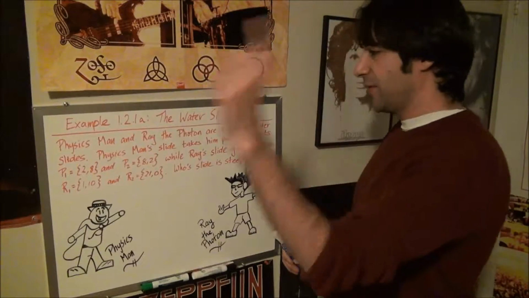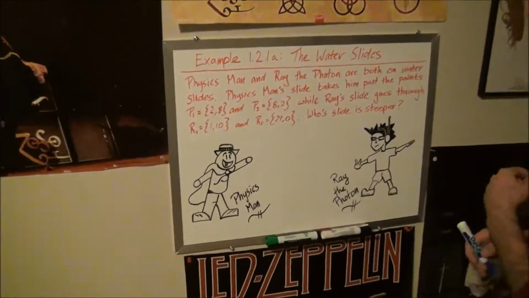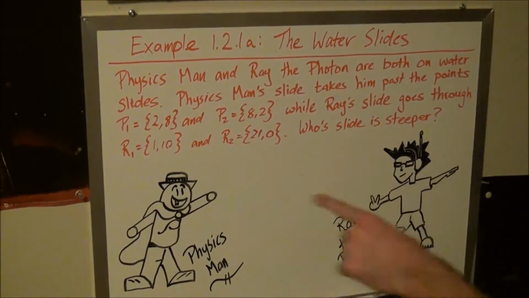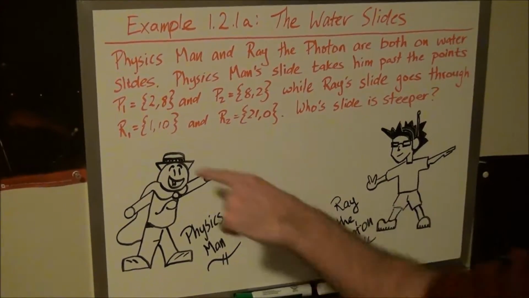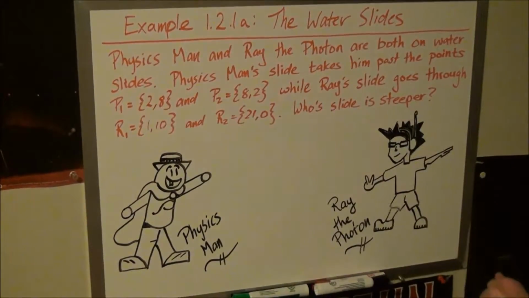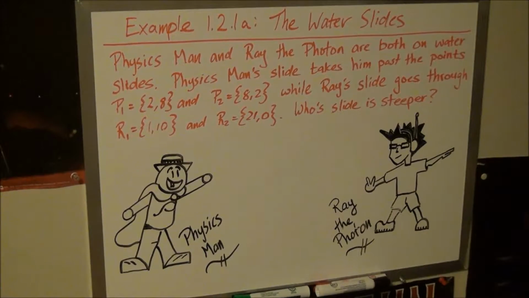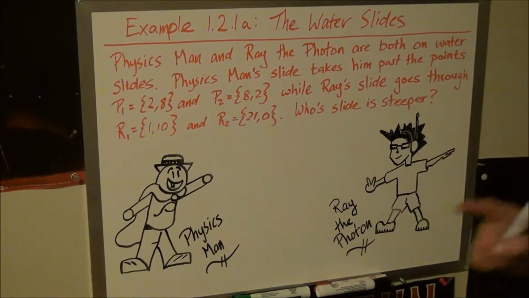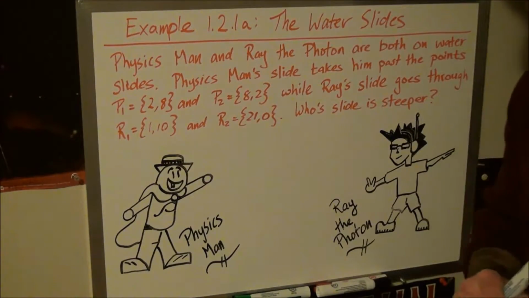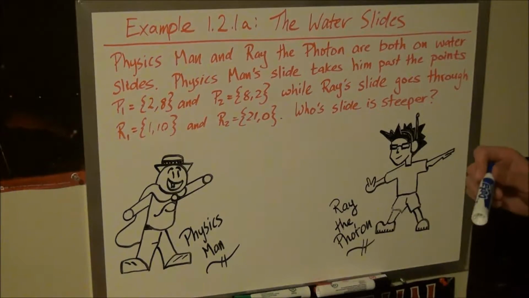So, here's the situation. Physics Man and Ray the Photon are both on water slides. Physics Man's slide takes him past the points P1, which is equal to (2, 8), and P2, which is equal to (8, 2). While Ray's slide goes through the points R1, which is equal to (1, 10), and R2, which is equal to (21, 0).